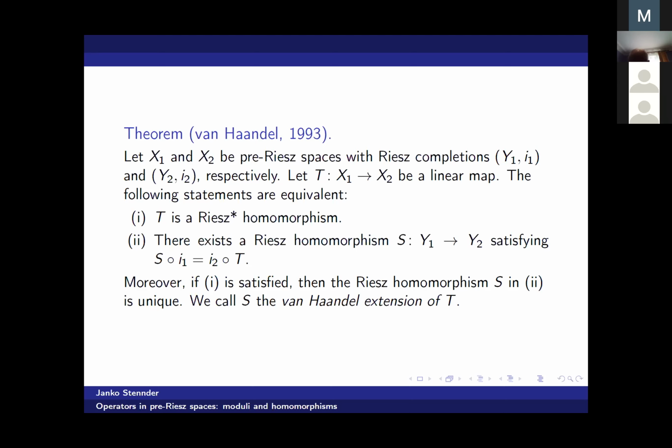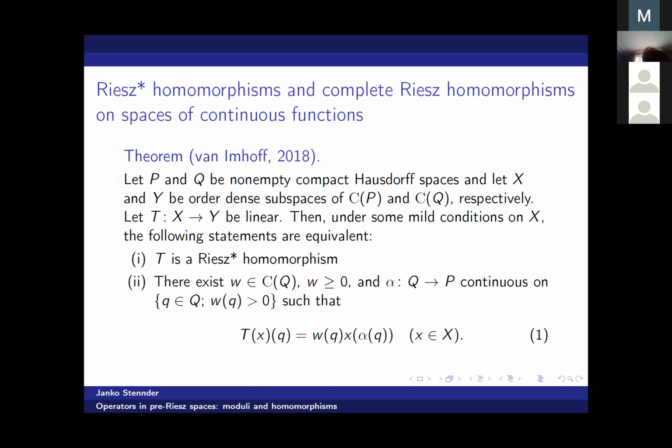Those Riesz star homomorphisms have a really special role, as we just saw, but they're still not really well studied. Only in the case of some special pre-Riesz spaces do we have a nice representation, namely in the case of order-dense subspaces of continuous functions. This representation is reminiscent of the representation we have in the vector lattice of continuous functions on compact Hausdorff spaces. And this is exactly also the way you can prove it, by using the extension property of Riesz star homomorphisms. But let's now have a look at this representation.